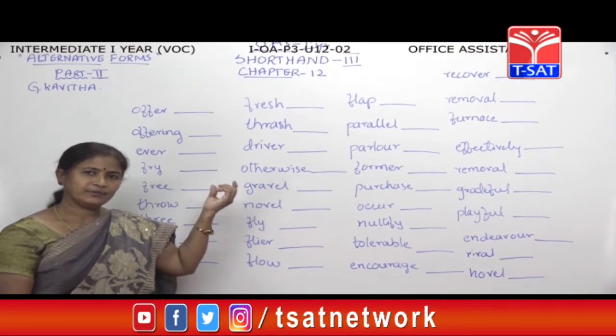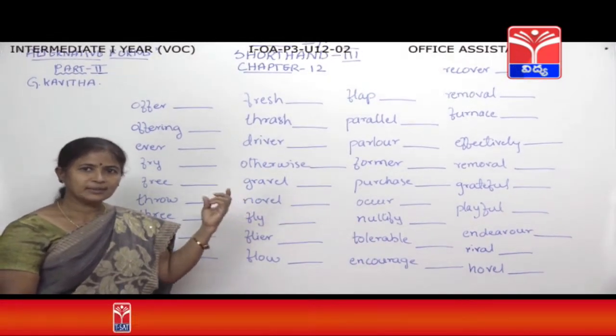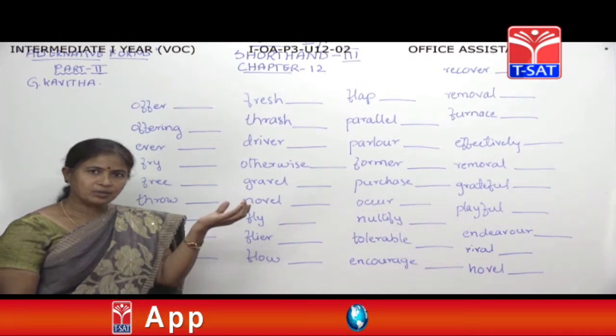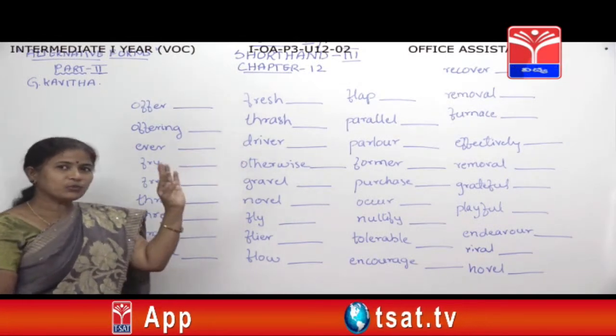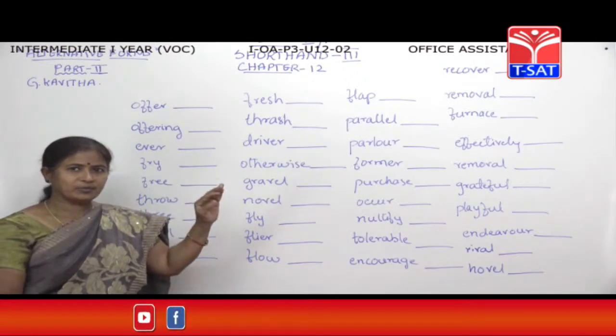O is a vowel and F is standing alone. What is the rule? When standing alone and preceded by a vowel, we use left forms. Okay, we have two forms, right, left forms and right forms.